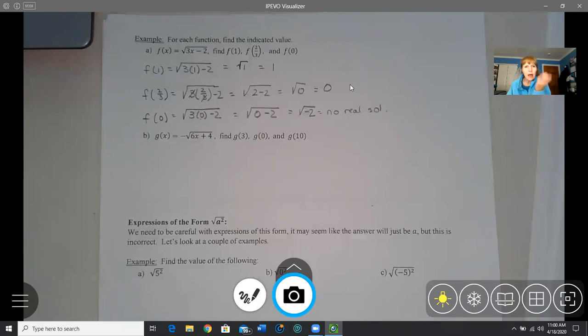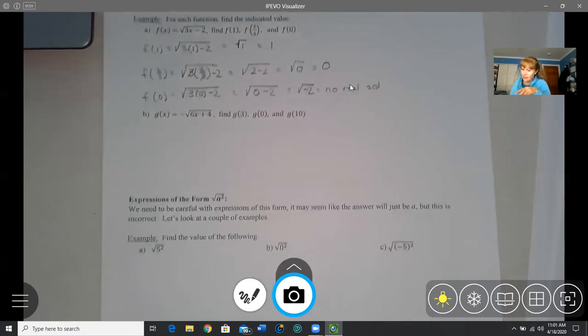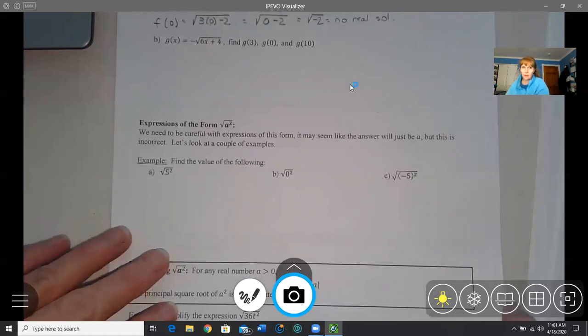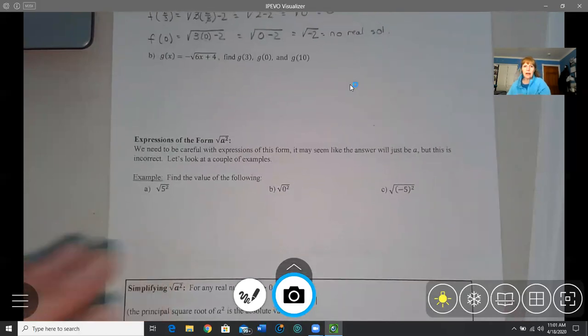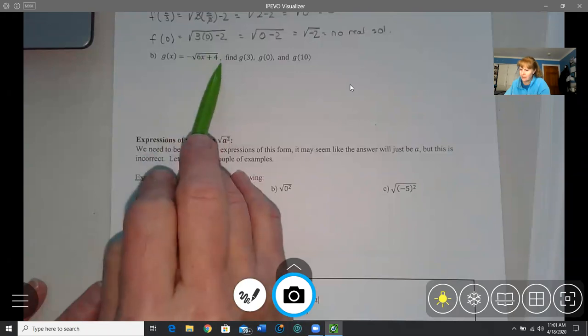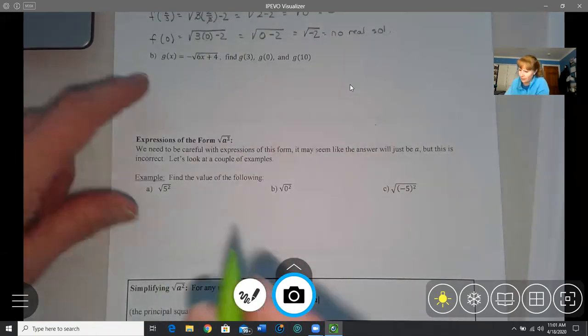Perfect. Now, our next example, I'm not sure if we really need to go through this one or not, but here you've got g of x. The negative is on the outside, if you'll notice on this one. So because the negative is on the outside, you're fine. Whatever you get, you take the opposite of it. Let's go ahead and do this first one at least.